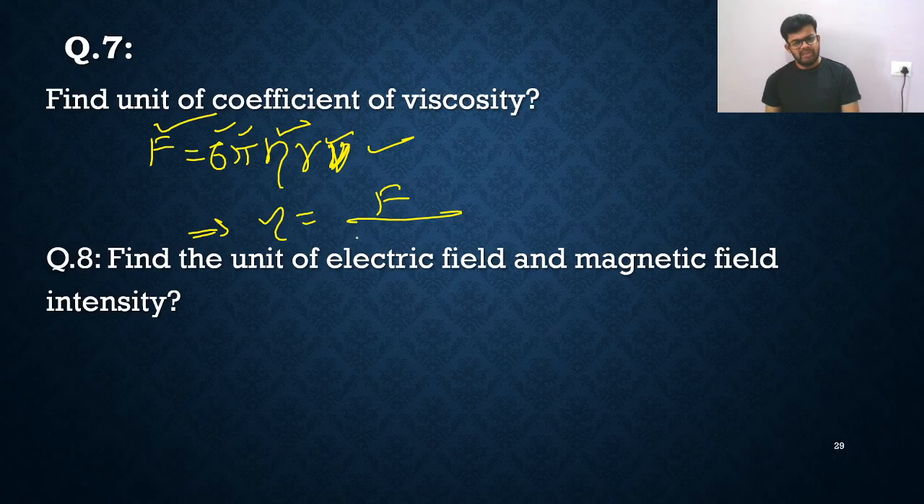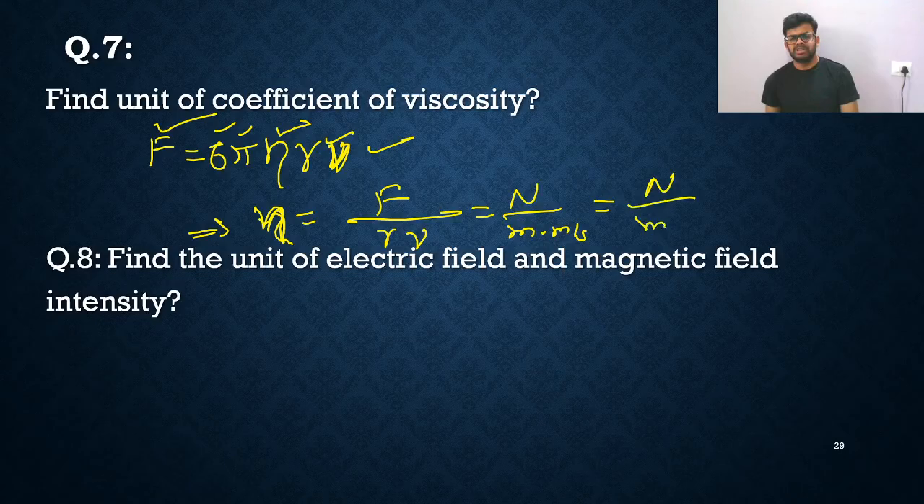F upon 6 pi r v, and 6 pi you need to remove because it does not have any unit. So eta is equals to F upon r v, so this is Newton per meter into meter per second. So directly you can say Newton per meter square per second, means Newton second per meter square. That's all. This is the thing you need to remember, my dear friend. This is the basic unit.